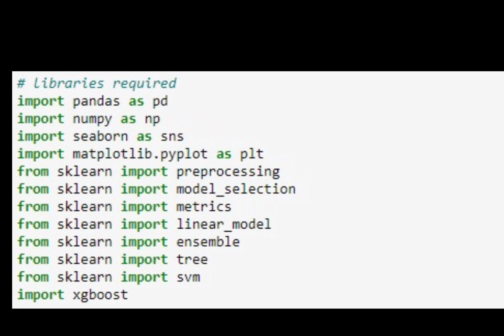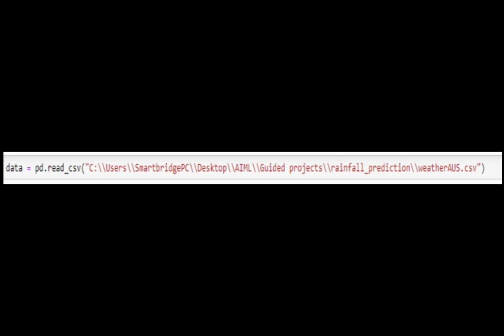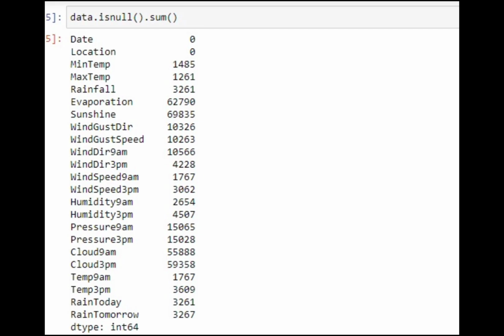Then here I am importing all the required libraries such as pandas, numpy, seaborn for data handling and visualization. I am also importing machine learning models from sklearn, XGBoost for model building and evaluation. I am loading the dataset using pandas read CSV function. I am checking for missing values in the dataset using the isnull function. This helps us understand which columns contain null values so we can handle them properly during the data cleaning process.